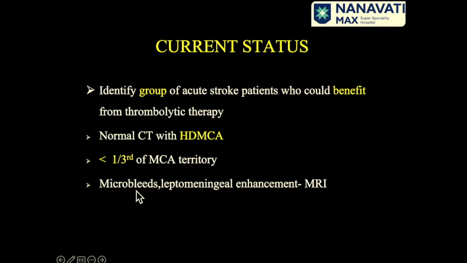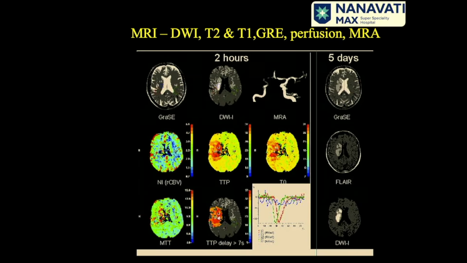On MRI, if you see microhemorrhages or leptomeningeal enhancement, that is a contraindication for treating patients even if they come in the hyperacute stage. There are researchers who are proponents of MRI.